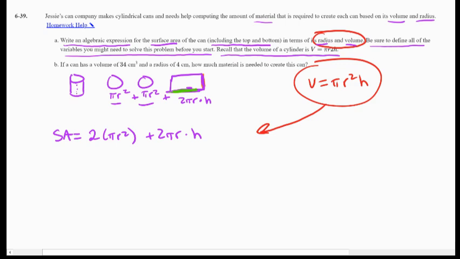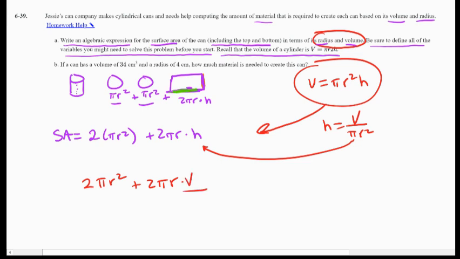So in this one here, I'm going to say that h is equal to volume over pi r squared. And then I am going to go ahead and plug that in to h here. So I get 2 pi r squared plus 2 pi r times the volume over pi r squared. I'm going to simplify that a little bit because my pi's cancel here, one of my r's cancel, and so my surface area is 2 pi r squared plus 2 times the volume over the radius.